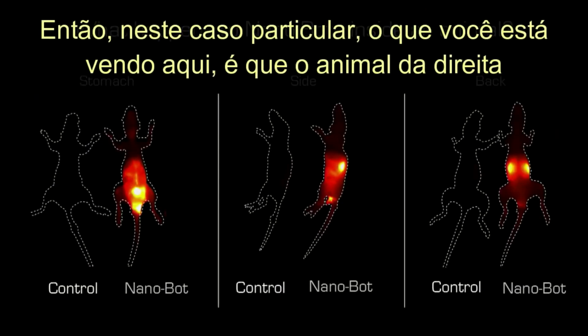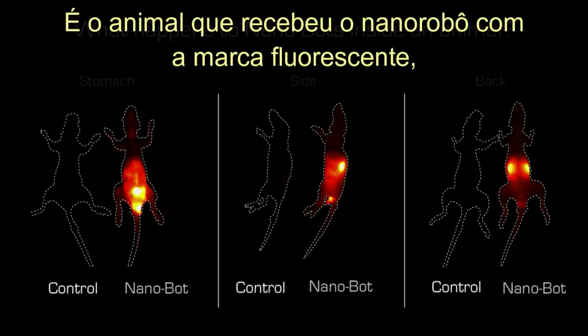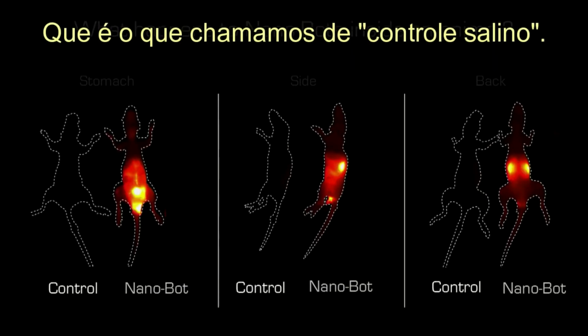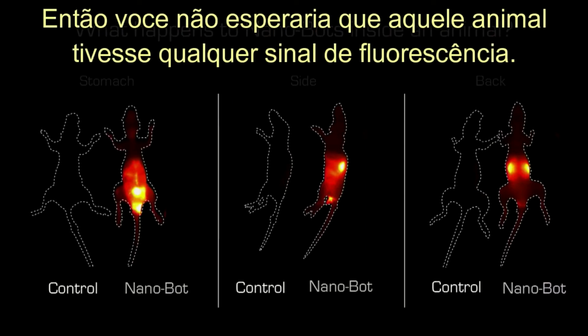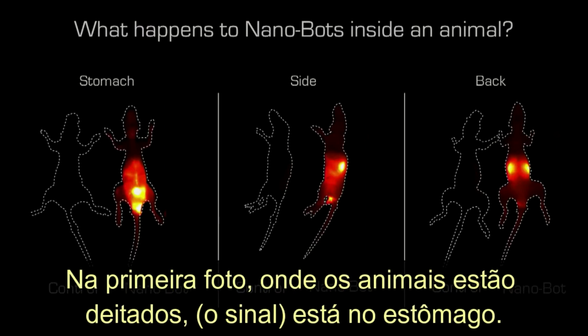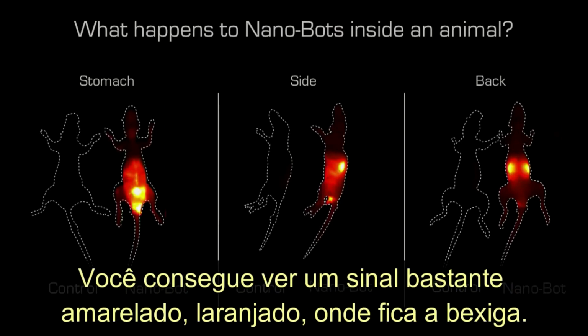In this particular case, what you're looking at here is the animal on the right in these images is the animal that received the fluorescently labeled nanobot. And the animal on the left is an animal that received just a salt solution, which is what we call a saline control. So you would not expect that animal to have any fluorescent signal. And what you can see is that that signal is localized in very specific places. In the first image where the animal is laying on its stomach, you can see a very, very bright signal, kind of this yellowish, whitish signal where the bladder is.